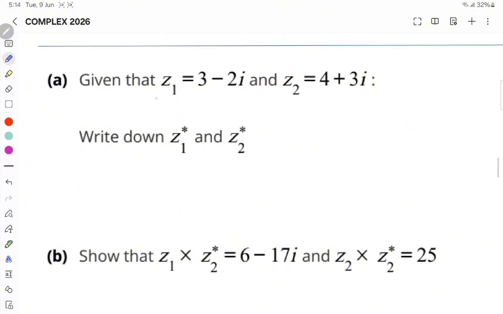Next, given that z1 equals 3 minus 2i, z2 equals 4 plus 3i, write down the conjugate of each of which. So as you know, for z1 conjugate, we just change the sign of the imaginary part, it will be 3 plus 2i. z2 conjugate, it will be 4 minus 3i. We change the sign of the imaginary part.